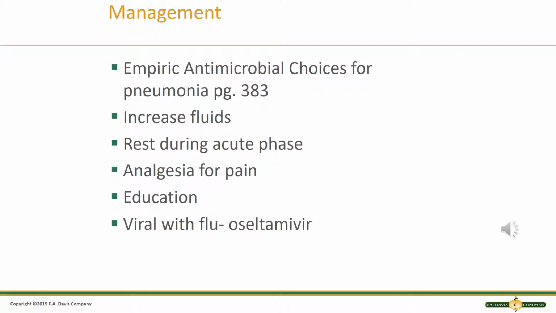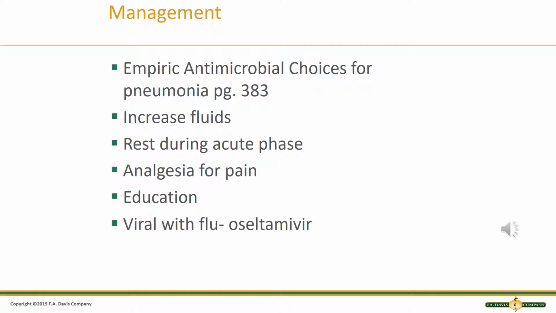Outpatient antibiotic choices are based on the presence or absence of comorbidities and whether there has been any treatment with antibiotics in the last 3 months. Please make sure you look at the chart on page 383 so you can understand the different choices and when they're used. Symptomatic treatment is also employed. You're going to have them increase their fluids. They're going to rest during the acute phase. They're likely going to be struggling for some air. Analgesia for pain. And you're going to do a lot of education with them on the disease, the treatment, the expected course of recovery, what red flag symptoms they need to be looking for, and when to seek additional care.